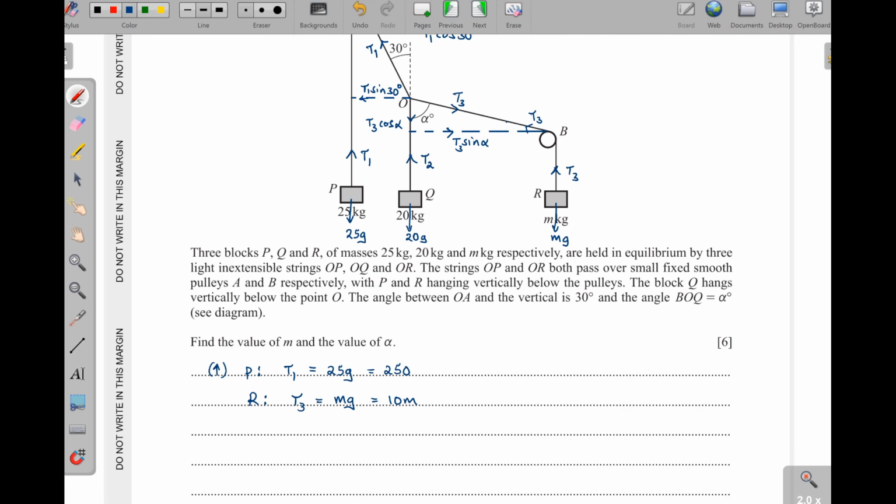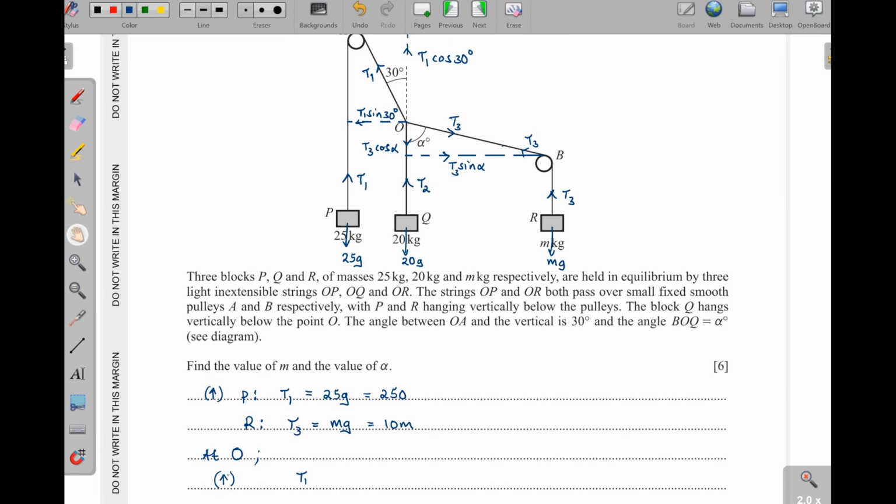Now, at point O, we are still resolving forces vertically. We can see that T1 cos 30. This one here, T1 cos 30.